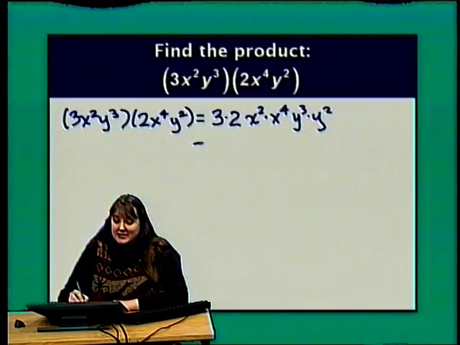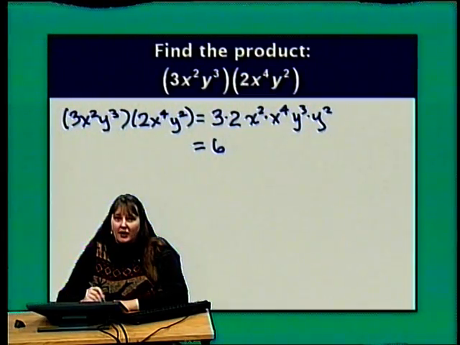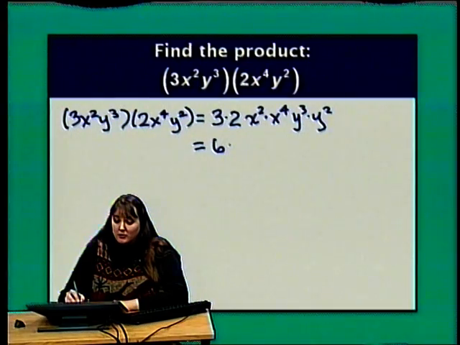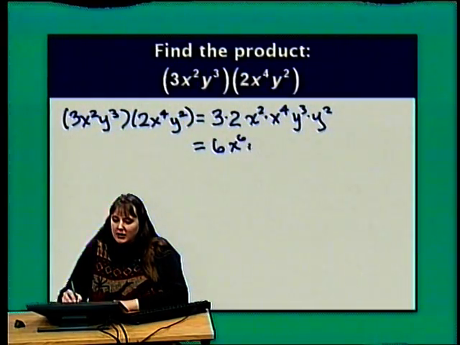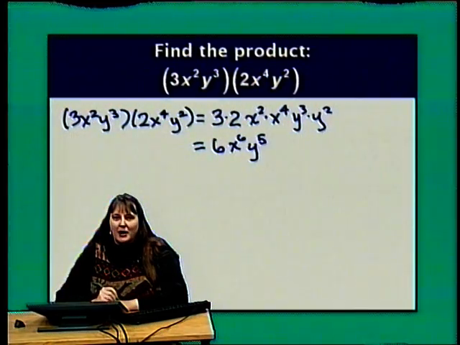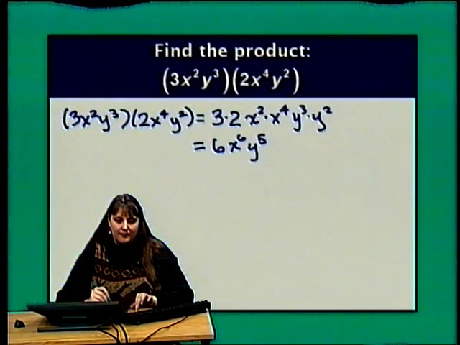3 times 2 gives me 6 for the coefficient. X squared times x to the fourth gives me a total of 6 factors of x. Y cubed times y squared gives me a total of 5 factors of y. So our product is 6x to the sixth, y to the fifth.